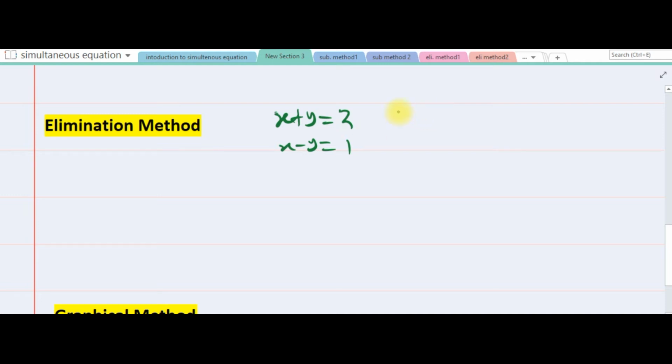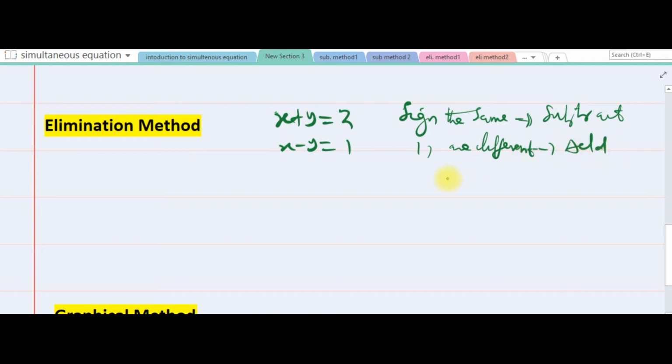So if the signs are the same, we subtract. Or if the signs are different, we add. Do you get it like this? If I want to eliminate y, I add. By adding, y is gone. If I add equation 1 and 2, y is gone. So that's how we solve by elimination. We eliminate the variable. So let's go over some questions that involve the elimination method.